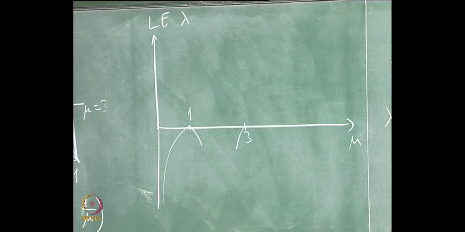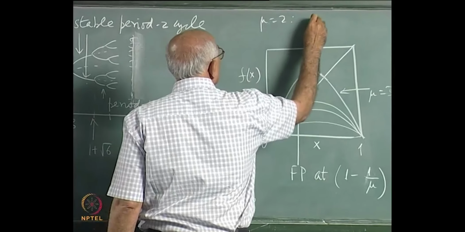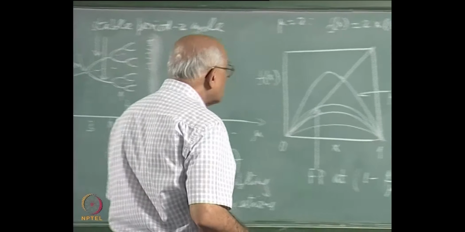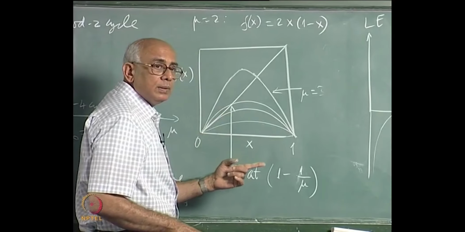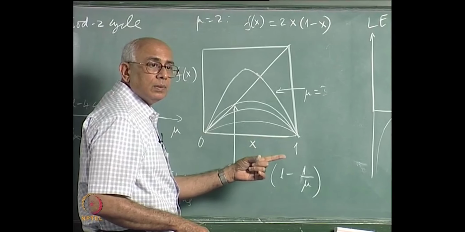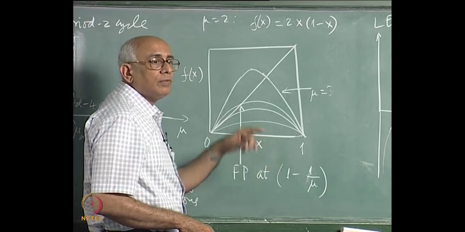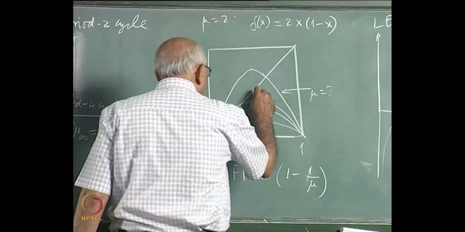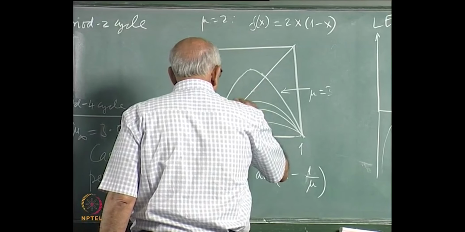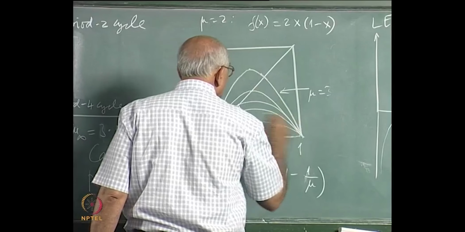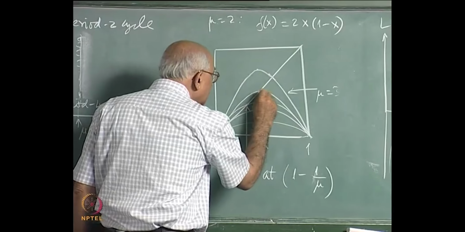Let us draw the map for mu equal to 2. So I would like to draw mu equal to 2, the map function f of x is twice x into 1 minus x, and the fixed point is at a half because it is at 1 minus 1 over mu, and what is the slope at that point? It is 2 minus mu, right. So the slope is 0 and the log of that is minus infinity. So what has happened is that exactly at mu equal to 2 the map looks like this, and the slope here is 0.